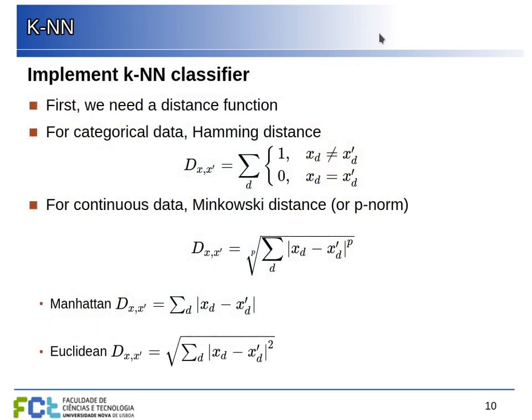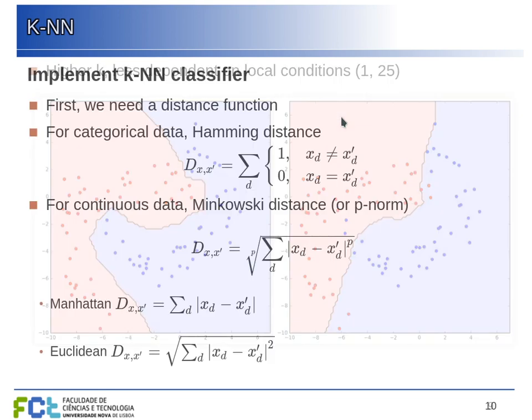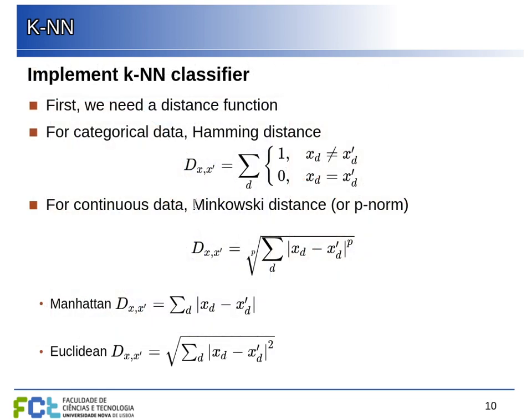So what we need to do to implement a k-nearest neighbor classifier is we need a distance function first, so that we can find the closest neighbors. If we have categorical data, we can use something like Hamming distance, which gives us a distance of 1 if the categories are different, or 0 if it's the same category. But if we have continuous variables, for example, in this case, the coordinates of the points, we can use, in general, the Minkowski distance, or p-norm, which has this general formula.